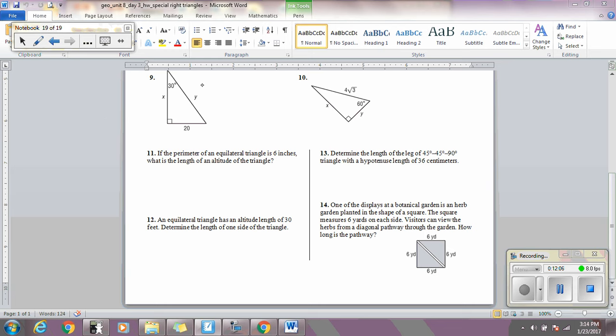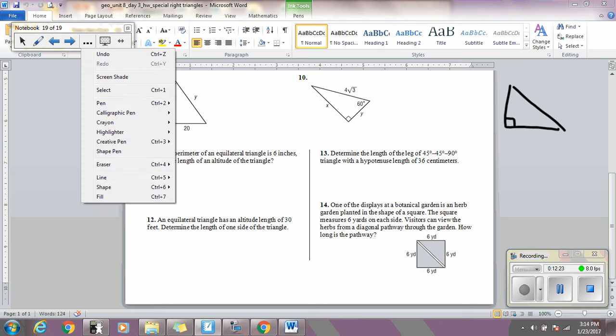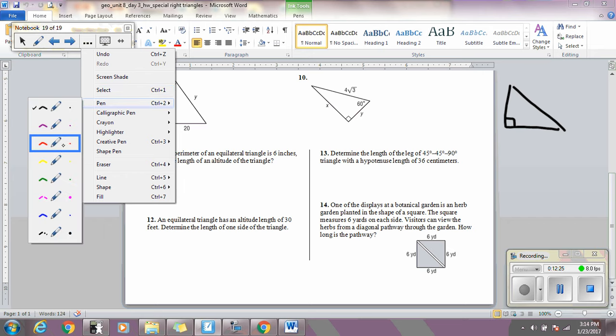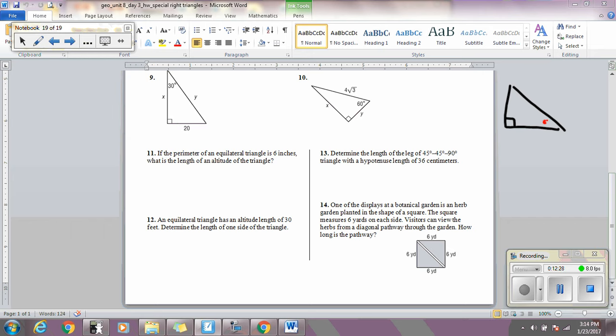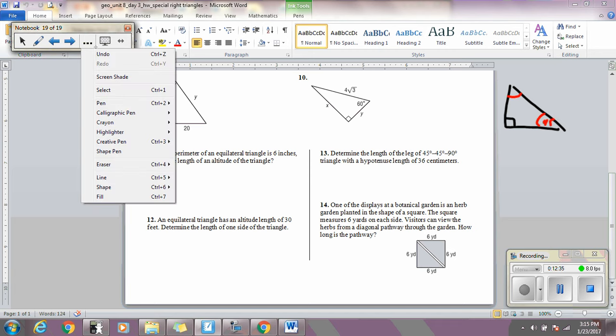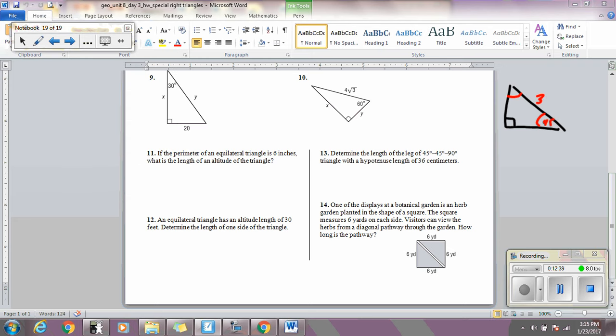All right, number 13 says determine the length of the leg of a 45, 45, 90 triangle if the hypotenuse is 36 centimeters. So draw yourself this triangle. And again, you know, these are 45. Oh, and you also know the hypotenuse across from the right angle is 36. So label that.